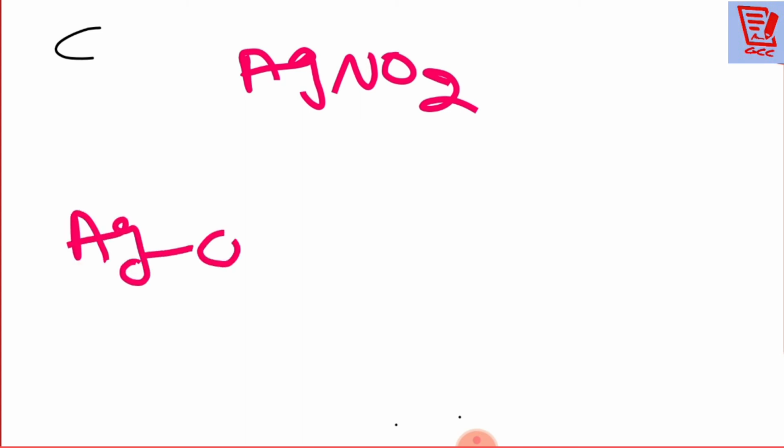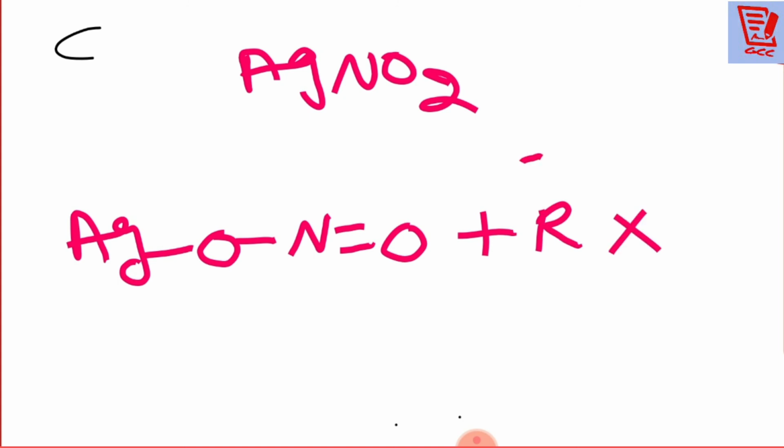Same way, on the other side, we are having AgNO2. What is it? Beta ji, AgNO2 is a covalent compound. What is this? Means what is its structure? You can see AgO, then N double bond O, and here I am writing RX. R is containing positive charge, X is containing negative charge. Okay beta? Is that clear?